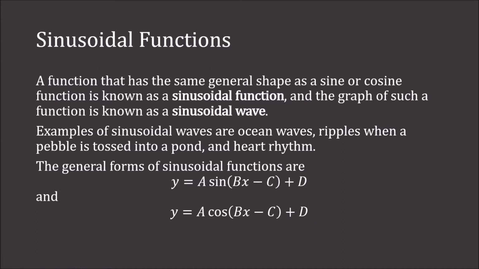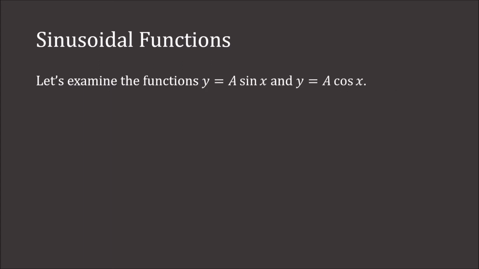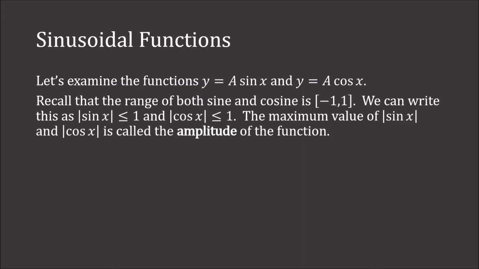So we're going to go ahead and examine both of these functions a little bit more in depth, and we start with sine of x and cosine of x. Now, since the range of both sine and cosine is -1 to 1, we can write the absolute value of sine of x is less than or equal to 1, and the absolute value of cosine of x is less than or equal to 1. The maximum value of the absolute value of sine of x and the absolute value of cosine of x is called the amplitude of the function. So if we're just looking at sine of x and cosine of x, they each have amplitude of 1.